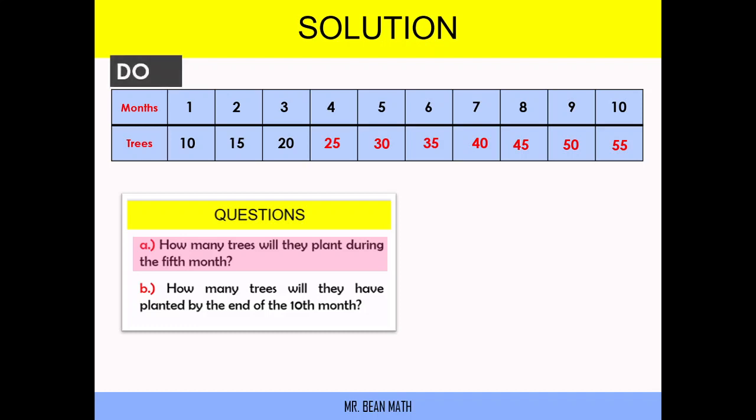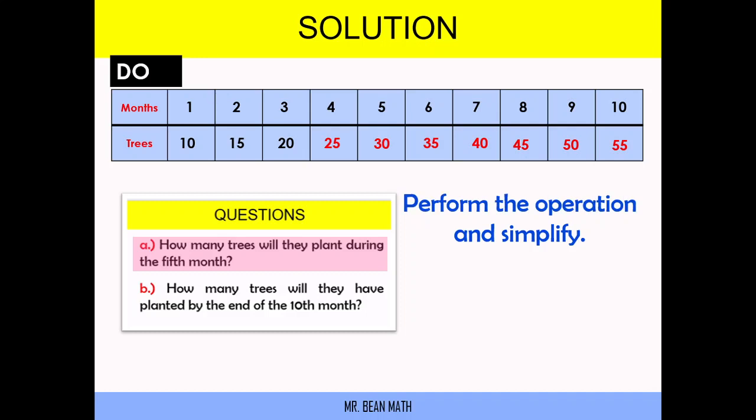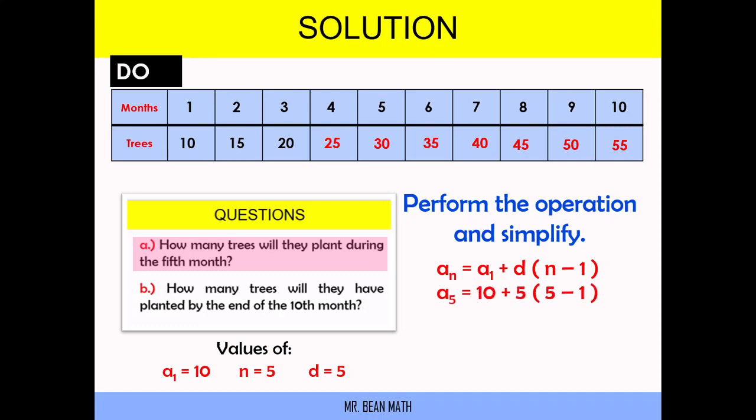The third step is do, or carry out the plan. Now, let's perform the operation and simplify. Using the arithmetic sequence formula, let's substitute the values. A sub 5 is equal to 10 plus 5 times quantity 5 minus 1. Subtract 5 minus 1 is equal to 4, then multiply by 5 is equal to 20. Now 10 plus 20 is equal to 30. Therefore, the answer for letter A is 30.